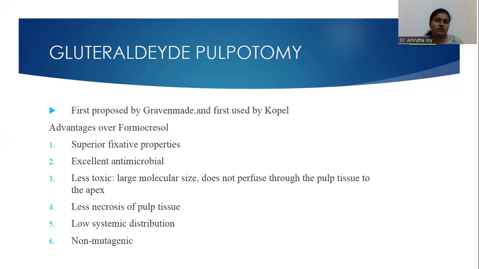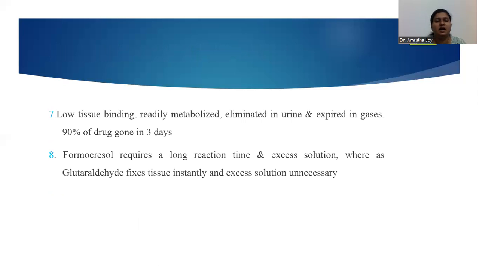Glutaraldehyde pulpotomy was first proposed by Graham and May, and first used by Opel. Glutaraldehyde has several advantages over formocresol: superior fixative properties and excellent antimicrobial action. It is less toxic because glutaraldehyde has a larger molecular size compared to formocresol, so it won't penetrate into the deeper tissue layers. Then it causes less necrosis, low systemic distribution, is non-mutagenic, and has low tissue binding so that it is easily excreted.